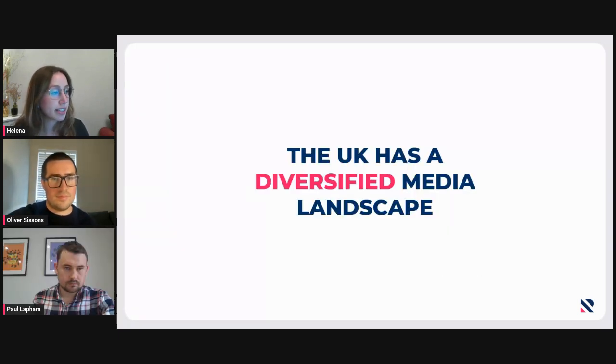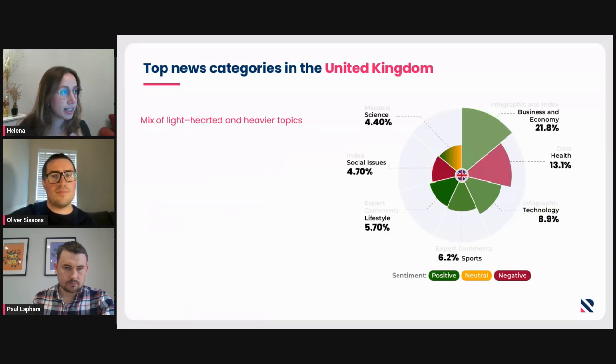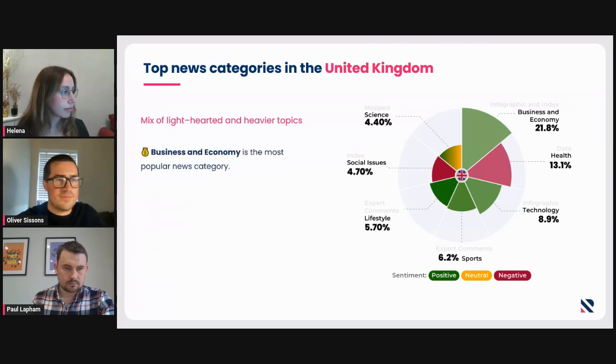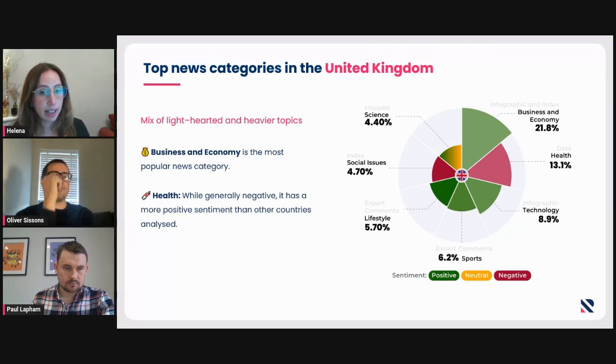The UK also has a diversified media landscape. There's a mix of lighthearted and heavier topics, a little bit different than what we saw in the US. We have, for example, sports and lifestyle in the UK. Business and economy is the most popular news category in the British media. Health comes in second, and the most interesting thing about the UK and health is that while generally negative in terms of sentiment, the UK has a more positive sentiment when it comes to health news category than other countries.